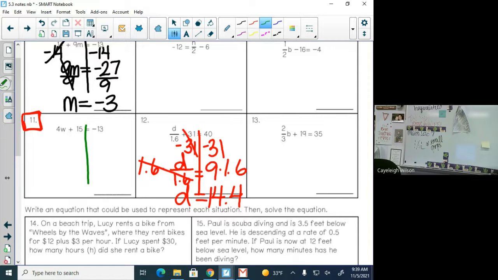All right, so on 11, addition or subtraction is what we undo first. So what should I do first? Subtract the 15. So 15 minus 15 is gone. So that's 4w equals negative 28. And then what do I do now? You divide. Divide by 4 to get w all the way by itself. So 4 divided by 4 is just 1w, which is w. And negative 28 divided by 4 is negative 7.